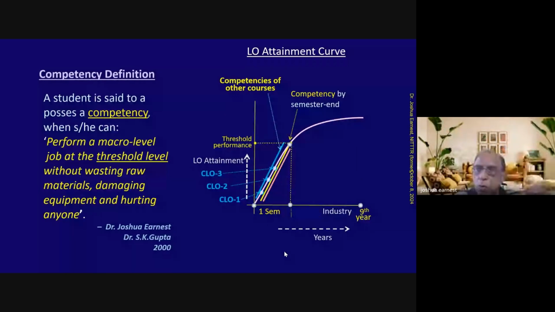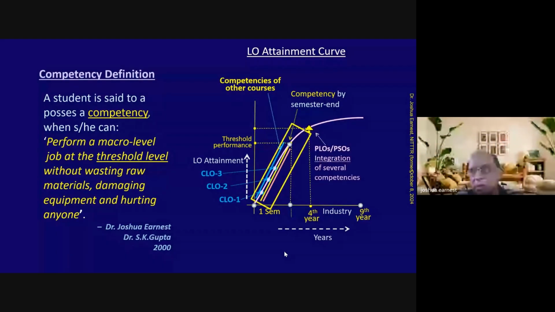Okay. So how is the competency assessed? It is through the micro project. For every course, there will be a micro project wherein all the COs get integrated. That's how it should happen. And every project is fully student-centered. So that way, the PSOs are developed.